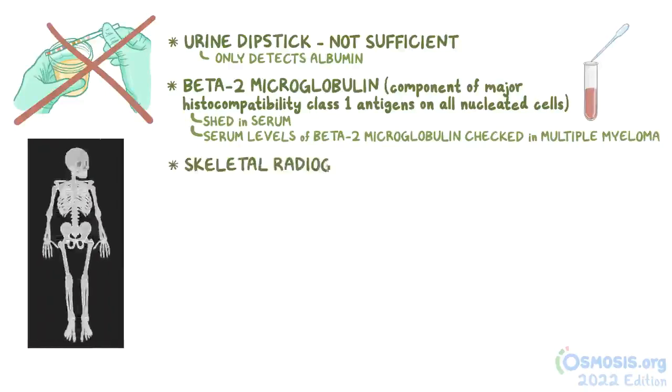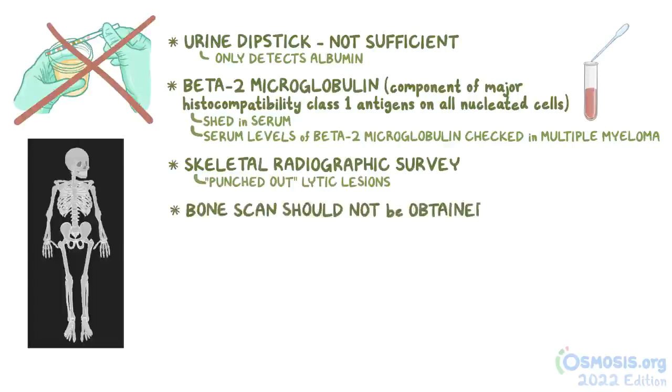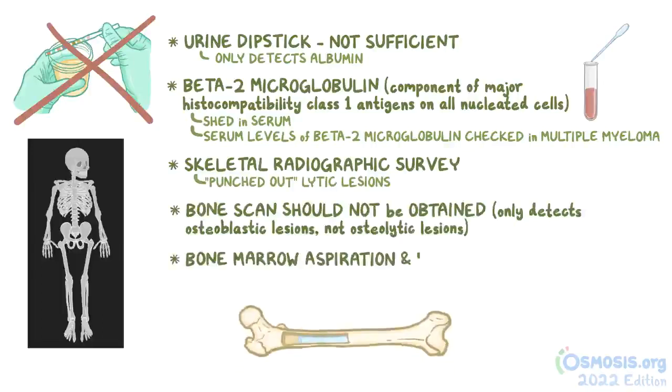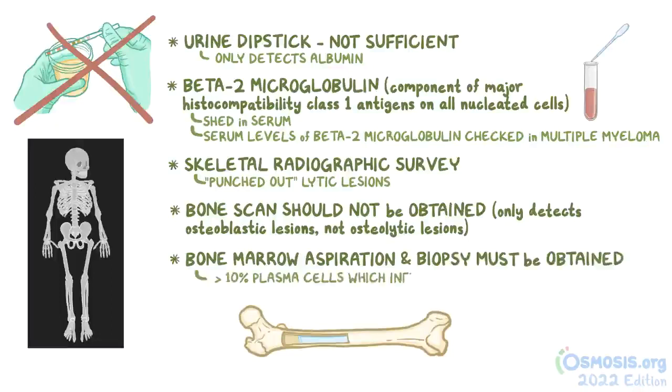Then a skeletal radiographic survey should be done to look for punched-out lytic lesions. A bone scan should not be obtained, as it only detects osteoblastic lesions, not osteolytic lesions. Finally, a bone marrow aspiration and biopsy must be obtained to look for more than 10% plasma cells which infiltrate into the bone marrow.